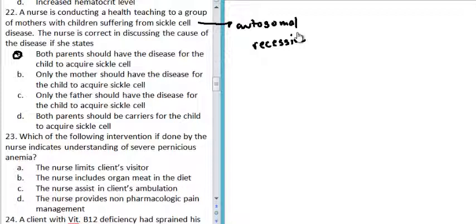I'm sorry, the answer is D. Okay, both parents should be carriers, not both parents should acquire the disease, because it's not needed for both parents to have the disease. They just need to be carriers. If both parents are carriers, it will be passed to their child. D is the answer, not A. I'm sorry, it's D. Okay. Next.